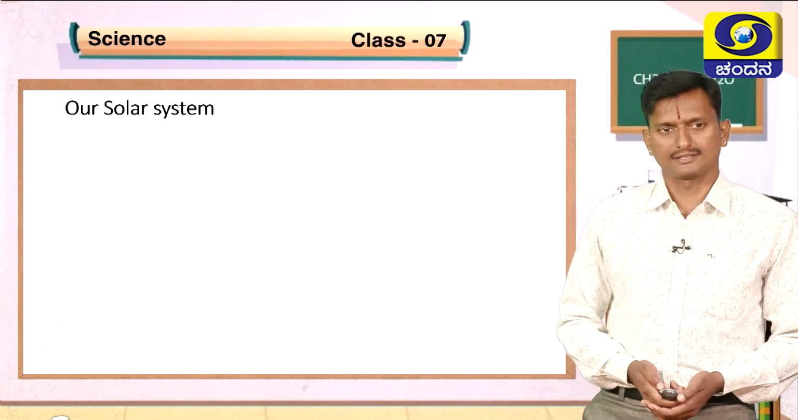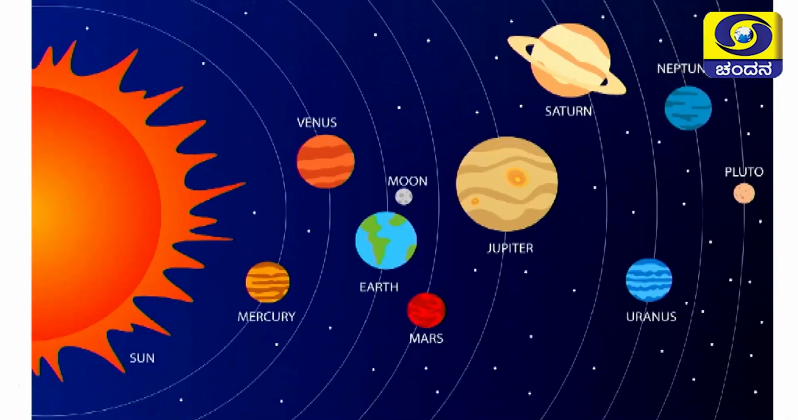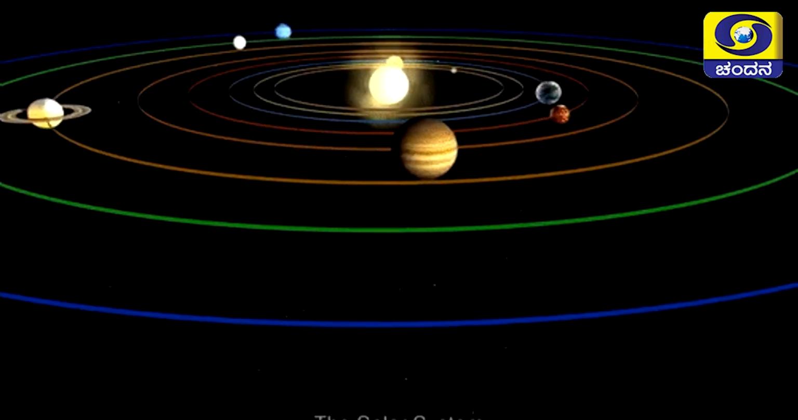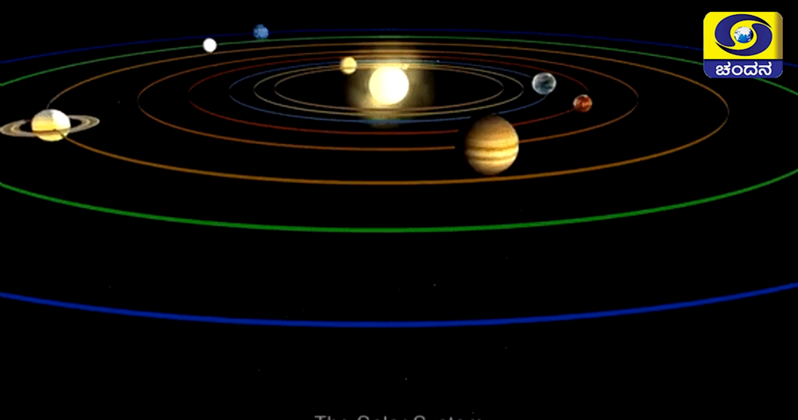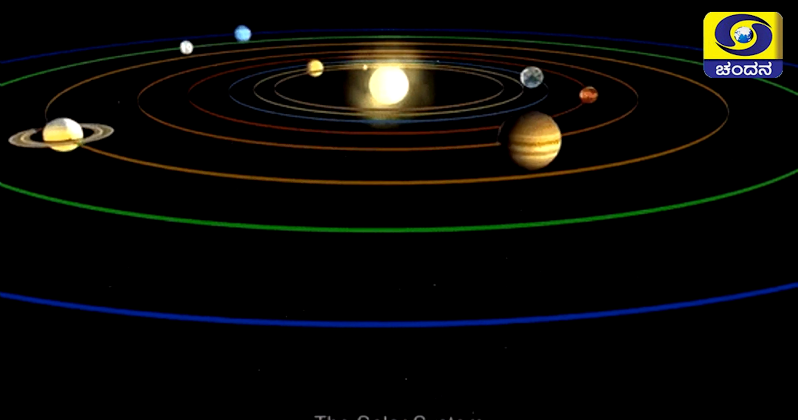Dear students, you know our solar system. Here, the sun is at the center. The remaining 8 planets, they are Mercury, Venus, Earth, Mars, Jupiter, Saturn, Uranus and Neptune, are revolving around this sun. How are they revolving? Look here. The 8 planets are revolving around the sun. You know that the sun is our star which is nearest to Earth.